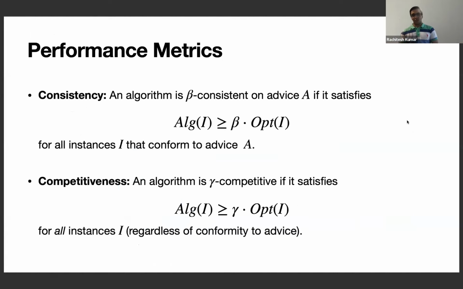Okay. So now I can rigorously define our metrics. Consistency: an algorithm is called beta consistent on advice A if it attains beta fraction of the optimal revenue on every single instance that conforms to the advice. Conform is defined as we just talked about in the last slide. And competitiveness: an algorithm is called gamma competitive if it attains gamma fraction of the optimal revenue on every single instance, no matter what the advice is. This is the goal of traditional worst case online analysis, but now we also want good performance when the advice is accurate.